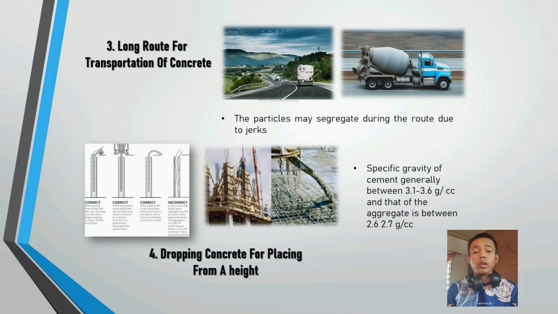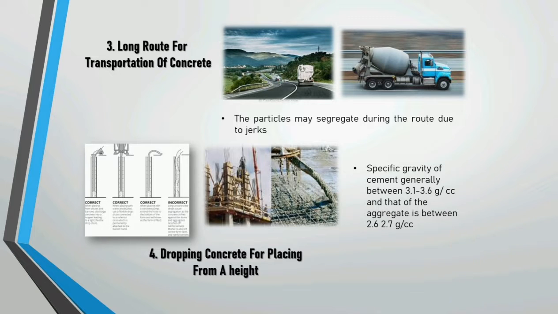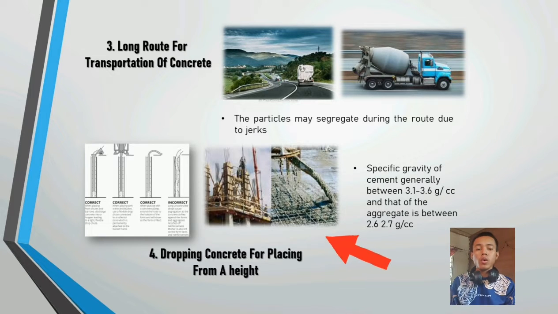Alright, the third factor is long route for transportation of concrete. If the mixed concrete is to be transported to a long distance, then also the particles may segregate during the route due to jerks. The fourth factor is dropping concrete for placing from a height. This is also another main cause of the segregation of concrete. If the concrete is allowed to fall from a height during placing, the constituents tend to segregate.